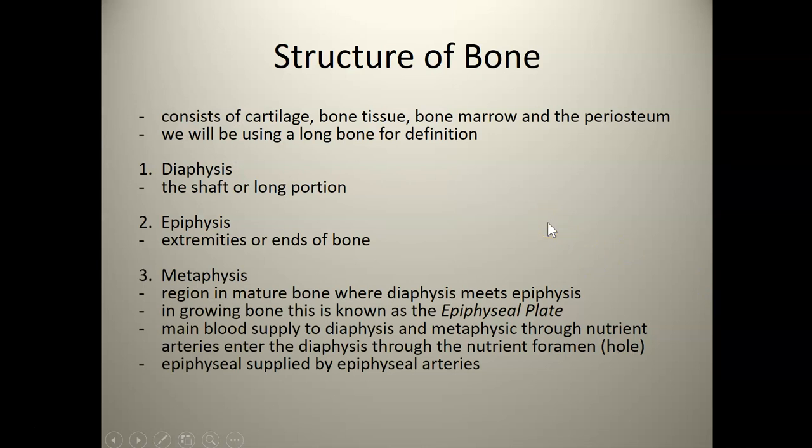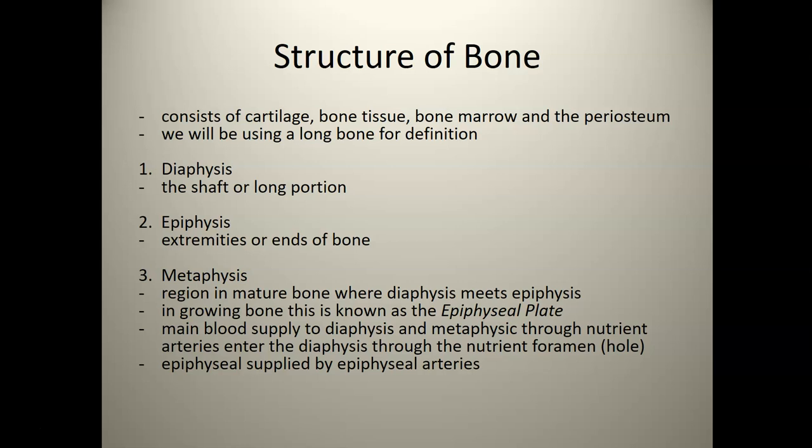When we look at the structure of bone, we will use a long bone as the example. That would be like your humerus, which is your upper arm bone, or your femur, which is your upper leg bone. This makes it easiest to describe the different structures within the context of a bone. The first is known as the diaphysis, or the shaft. This is the long part. If you think of that femur, you have some knobs on the top, some knobs on the bottom, and this long shaft in between. That is known as the diaphysis.